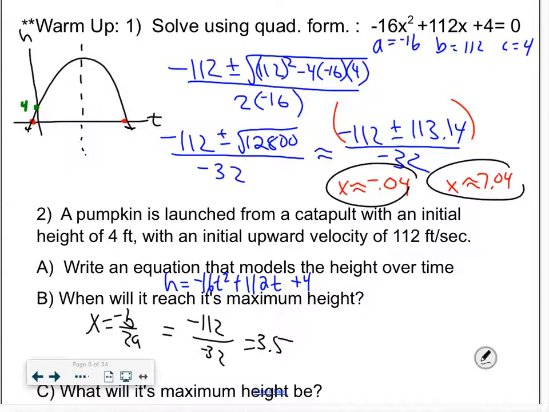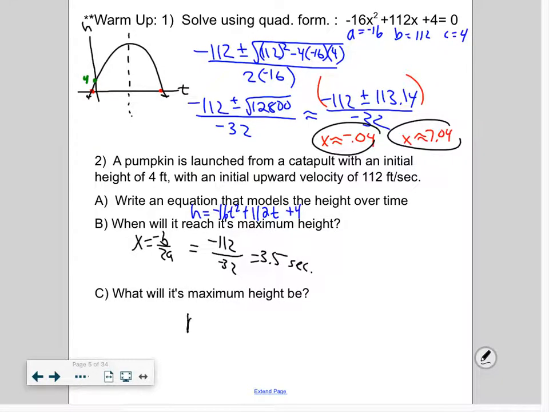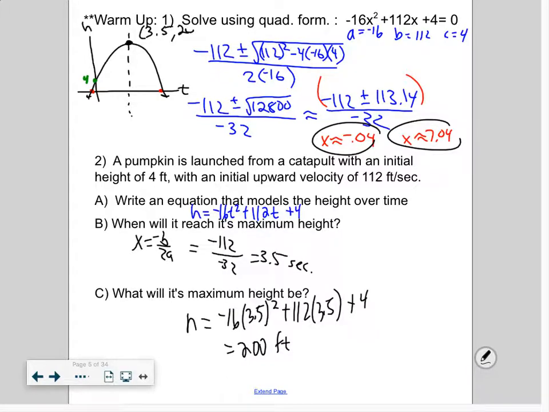So when will it reach its maximum height? At 3.5 seconds. To figure out what its maximum height will be, you then just put that 3.5 in place of the t's in the equation. And you get 200. And that's measured in feet. So basically what we found here is the vertex of this parabola. It's the point 3.5, 200.